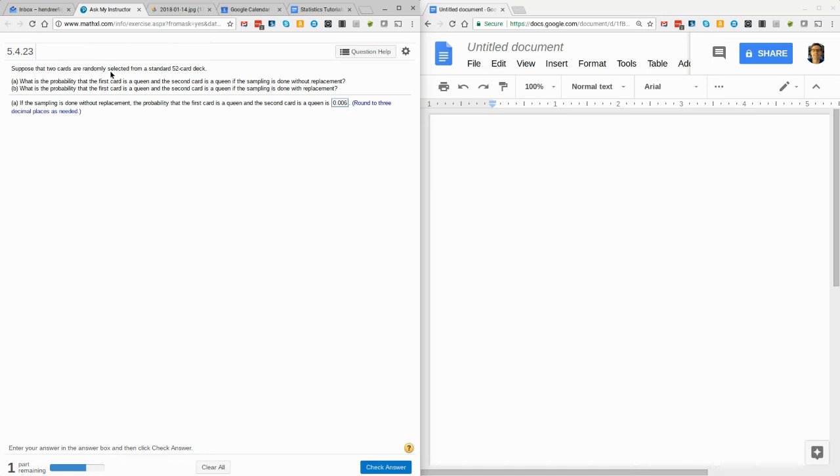Suppose that two cards are randomly selected from a standard 52 card deck, and you ask, what is the probability that the first card is a queen and the second card is a queen if the sampling is done without replacement? You've got to know some things about cards, right? There's 52 cards in a deck, and there's 4 queens in each deck.